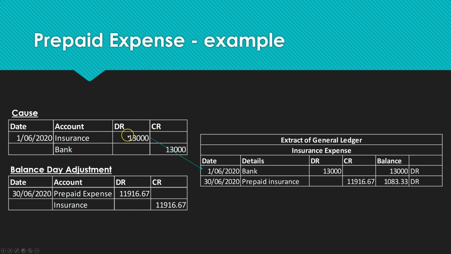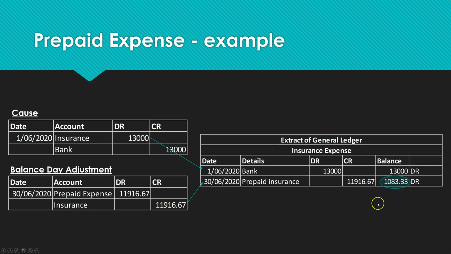And you can see that that debit of 13,000 has come down to become this top line in the insurance expense general ledger. So yes, if I go over to the dollar value here, we have a debit for 13,000. For the balance day adjustment, that's become this insurance. Remember, we're only talking about insurance expense at the moment. We have a credit for $11,916.67, and that's going up here to become the second line of this general ledger. And there's the credit for $916.67.